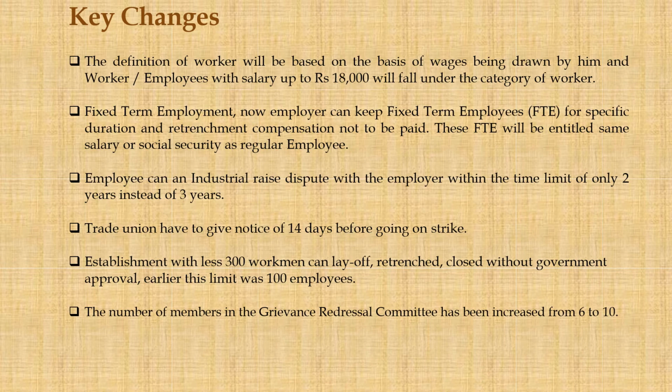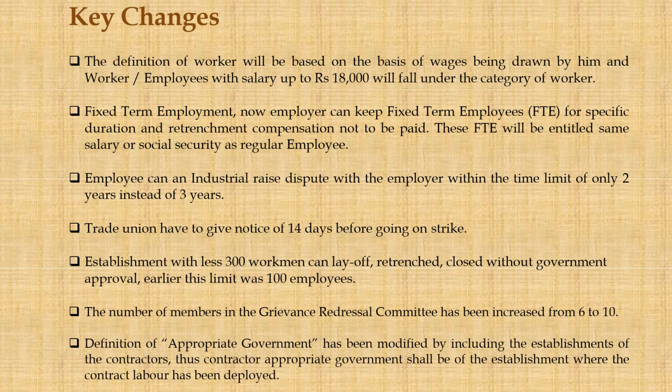The number of members in the grievance redressal committee has been increased from 6 to 10. The definition of appropriate government has been modified by including the establishment of contractors. Thus, for a contractor, the appropriate government shall be that of the establishment where the contract labor has been deployed.